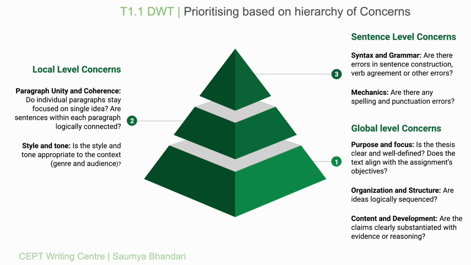In local level concerns, the focus is on paragraph effectiveness. We look at paragraph unity and coherence, where we question, are similar ideas grouped together and is each paragraph centered around a clear main idea? Or style and tone and register. Here, our focus is to see, are style and tone aligned with the genre and audience? For instance, a persuasive concept note should not read like a casual blog post, or else it will lose its effectiveness. The sentence level concerns include grammar and syntax.